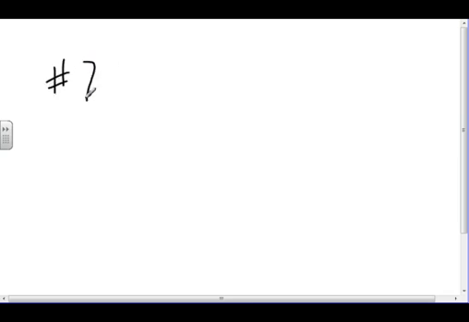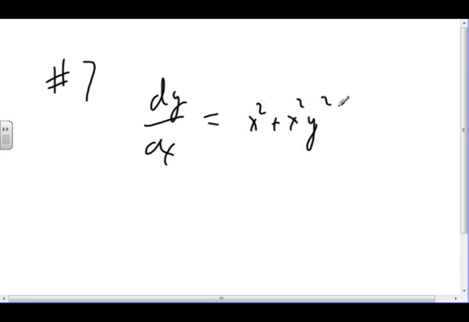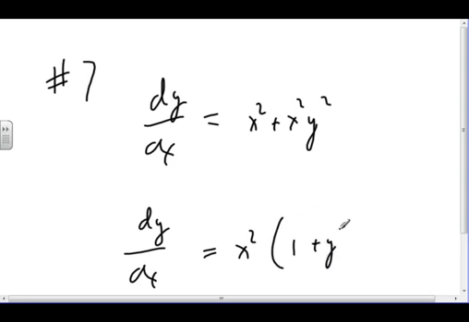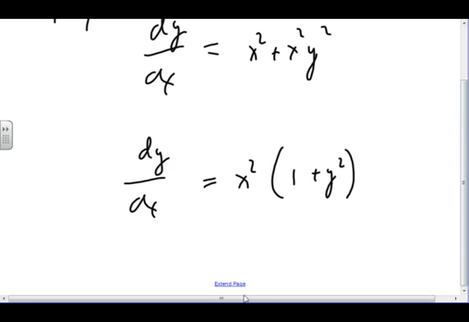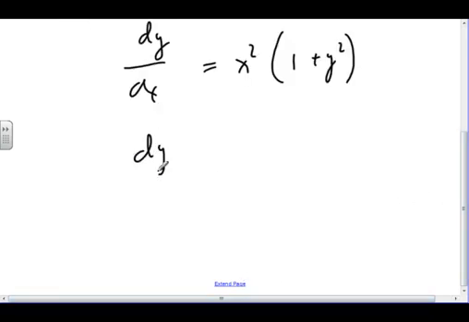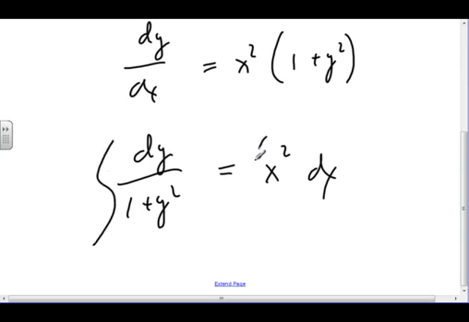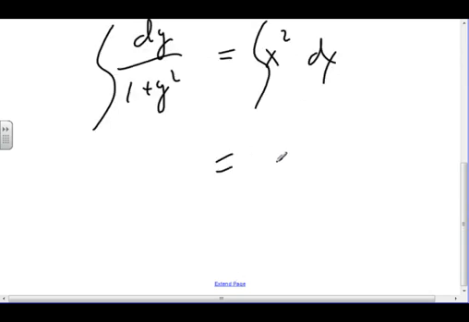Number 7. And so dy/dx is equal to x squared plus x squared y squared. Okay, so I'm going to go dy/dx is equal to x squared times 1 plus y squared. And then I'm going to put the x's on one side and the y's on the other side. dy over 1 plus y squared is equal to x squared dx. I'm going to integrate both sides. And on this side I'm going to have x cubed over 3 plus c.